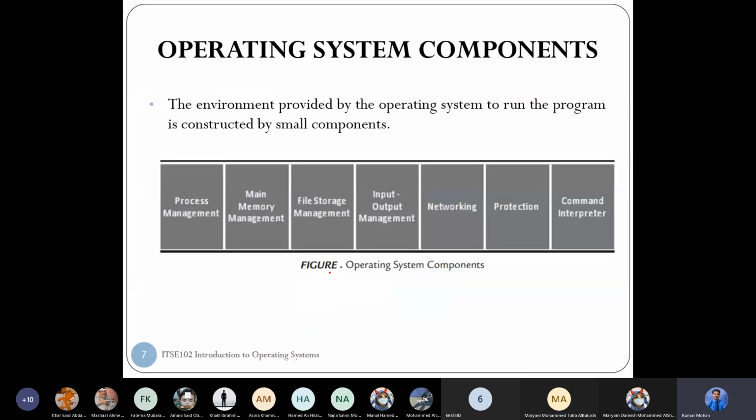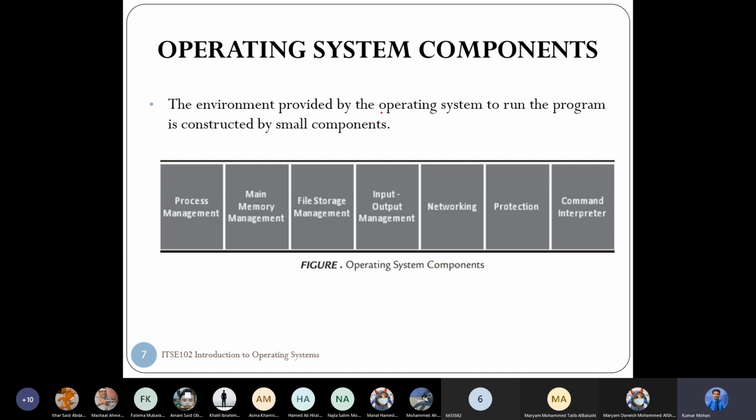Next, we are going to see the operating system components. What is meant by component? Like how we have the control panel, the same thing we are discussing here. What are the things in the control panel? Here, the operating system components.